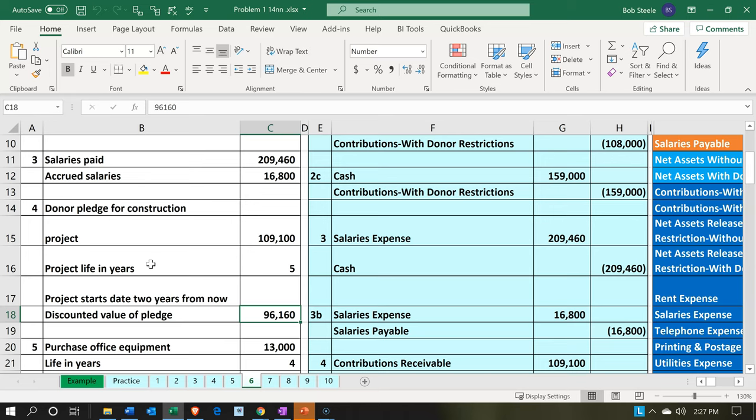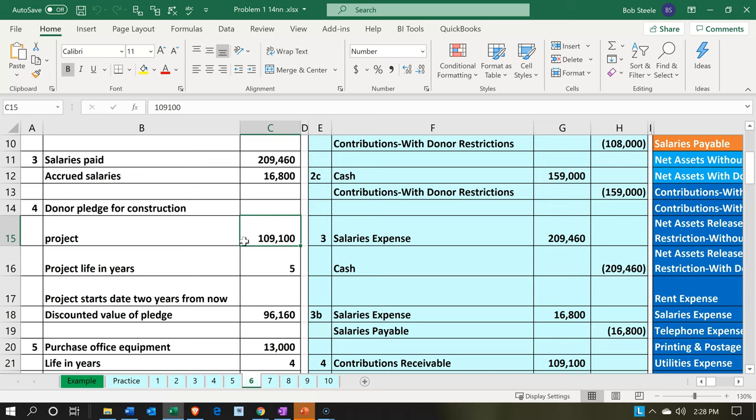So we then have to record the fact that there's a specific restriction for it. It's going to be a long-term construction project. That construction project isn't going to start for 2 years from today, and it will take 5 years to do. So therefore, we either aren't going to get the pledge or aren't going to be able to use it until that time period, which is 2 years from today. So that means that we need to record on the books that this person says they're going to give us money.